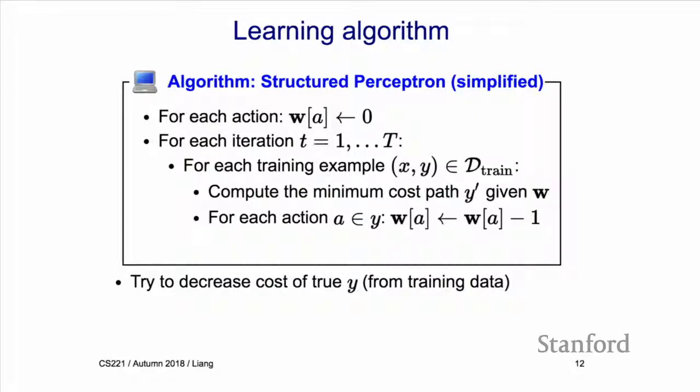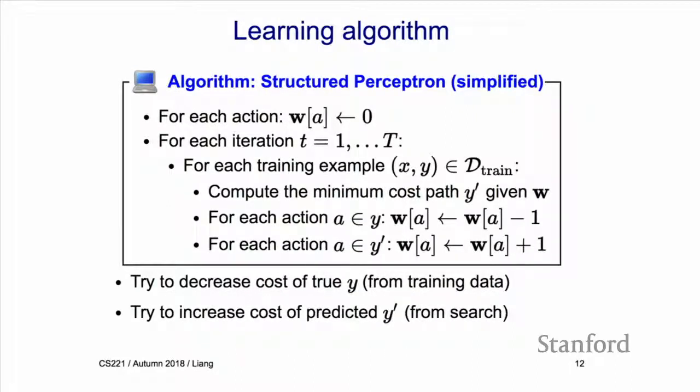So all the costs seem to be going down, but we have a counteracting force. So Y prime is the path that we thought would be correct under our estimate of the costs. And for all of the actions along that path, we increase the cost. So that counterbalances the first update. So you can kind of get an intuition for this, that we're roughly trying to reduce costs along the true path that we saw and increasing costs anywhere else that's sort of competing with the true path. Any questions about this pseudocode?